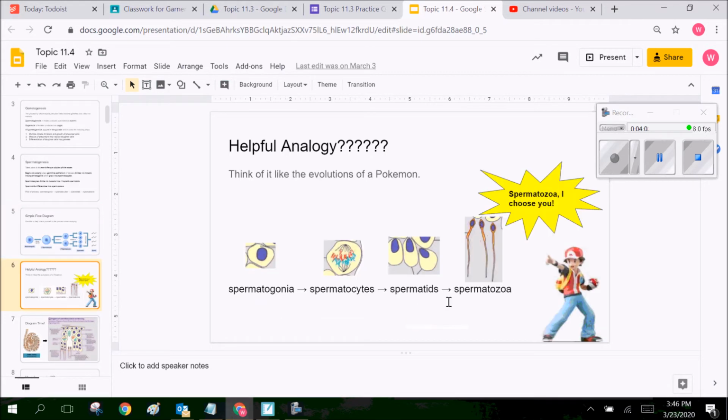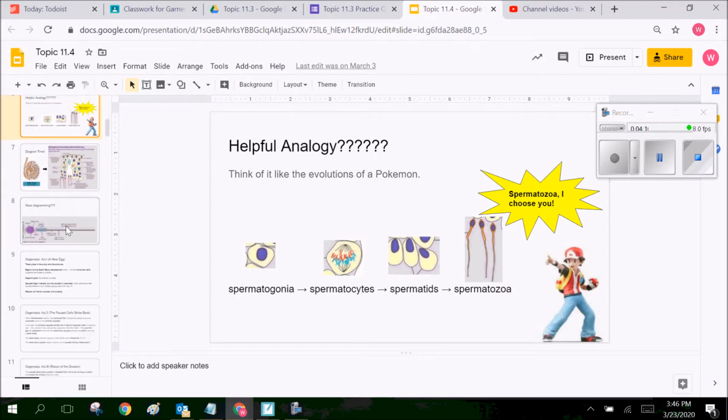And then I said it's kind of like Pokemon, where they evolve into different stages until they become spermatozoa. But if that's disturbing and you don't like associating sperm with Pokemon, which I really can't blame you for, I'm totally fine if you just don't use that analogy.